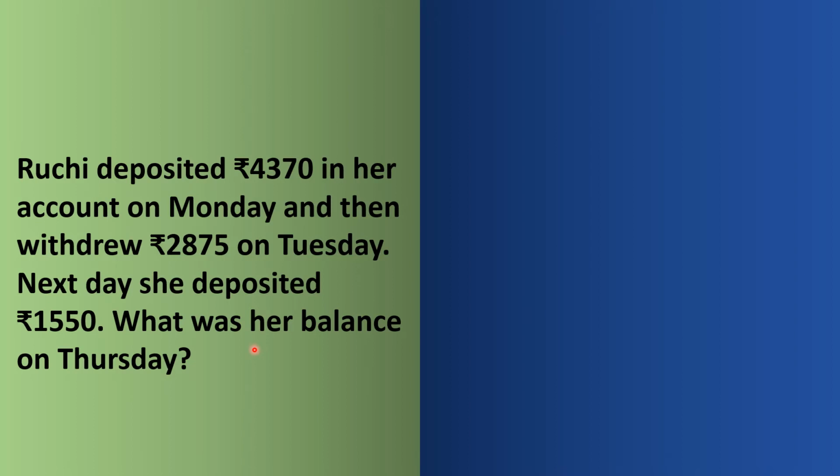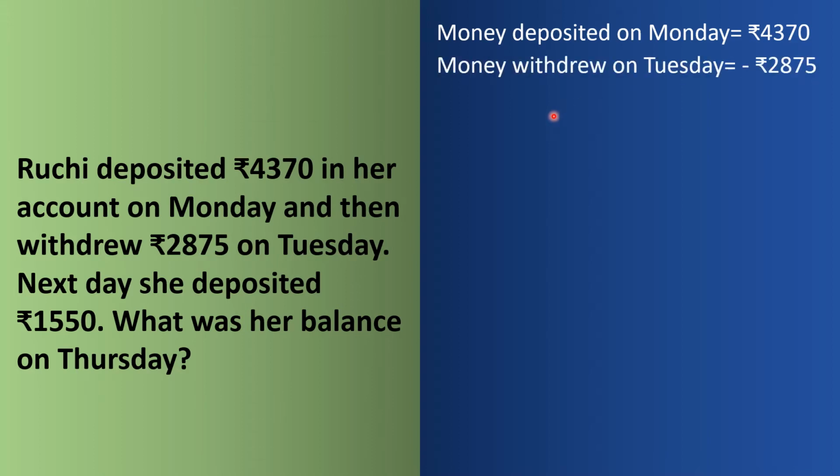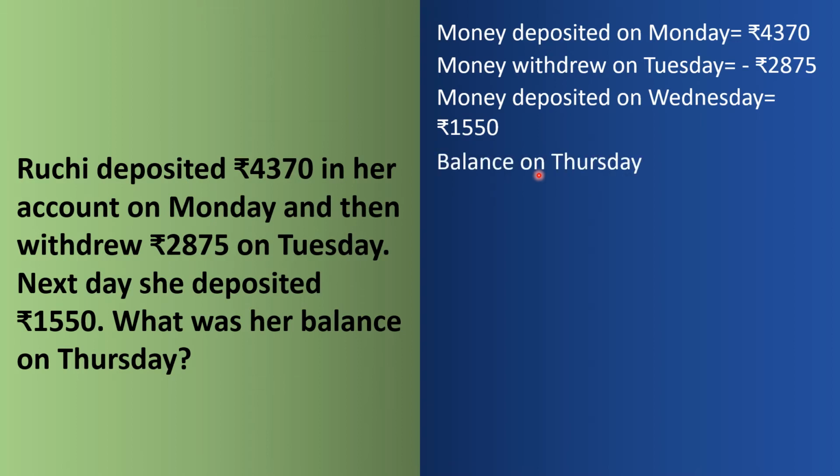How? When we deposit money, it is a positive integer. It reflects positive. Then when we withdraw, it is a kind of deduction in amount. That's why the withdrawn amount can be written as a negative integer. And again deposit is a positive integer. So we can write like this: money deposited on Monday rupees 4,370. Then withdrew on Tuesday means minus rupees 2,875. Then deposited on Wednesday rupees 1,550. So what is the total balance on Thursday?